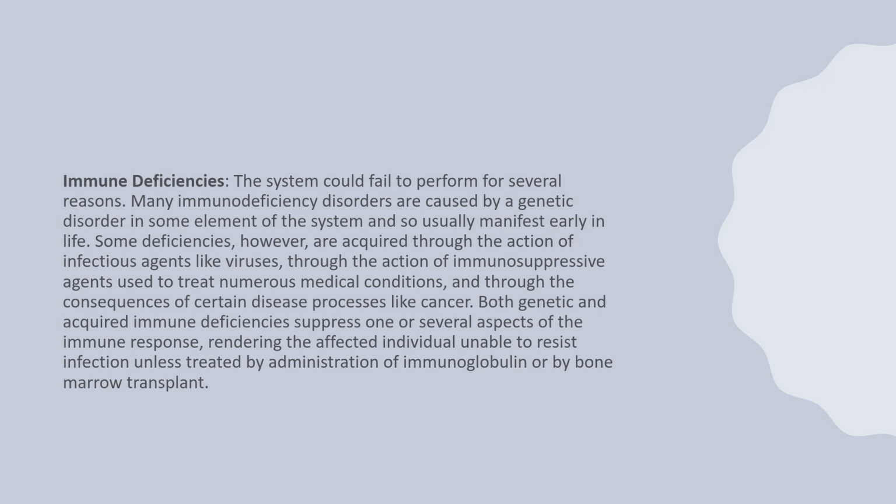When we consider immune deficiencies, it is important to recognize that the system could fail to perform for several reasons. Many immunodeficiency disorders are caused by a genetic disorder in some element of the system, and so they usually manifest early in life. Some deficiencies, however, are acquired through the action of infectious agents like viruses, through the action of immunosuppressive agents used to treat numerous medical conditions, and through the consequences of certain disease processes like cancer. Both genetic and acquired immune deficiencies suppress one or several aspects of the immune response, rendering the affected individual unable to resist infection unless treated by administration of immunoglobulin or by bone marrow transplant.